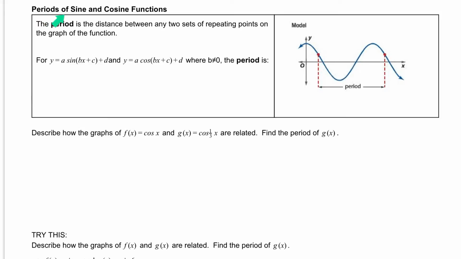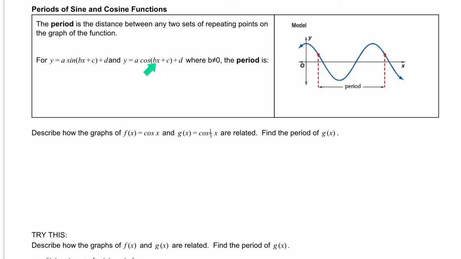Next, we're going to talk about the periods of the sine and cosine functions. The period is the distance between any two sets of repeating points on the graph of the function. So if you take a look at the model to the right, you can see that this point here and this point here are at the same y values. So those are repeating functions. So a period goes from one to the next.